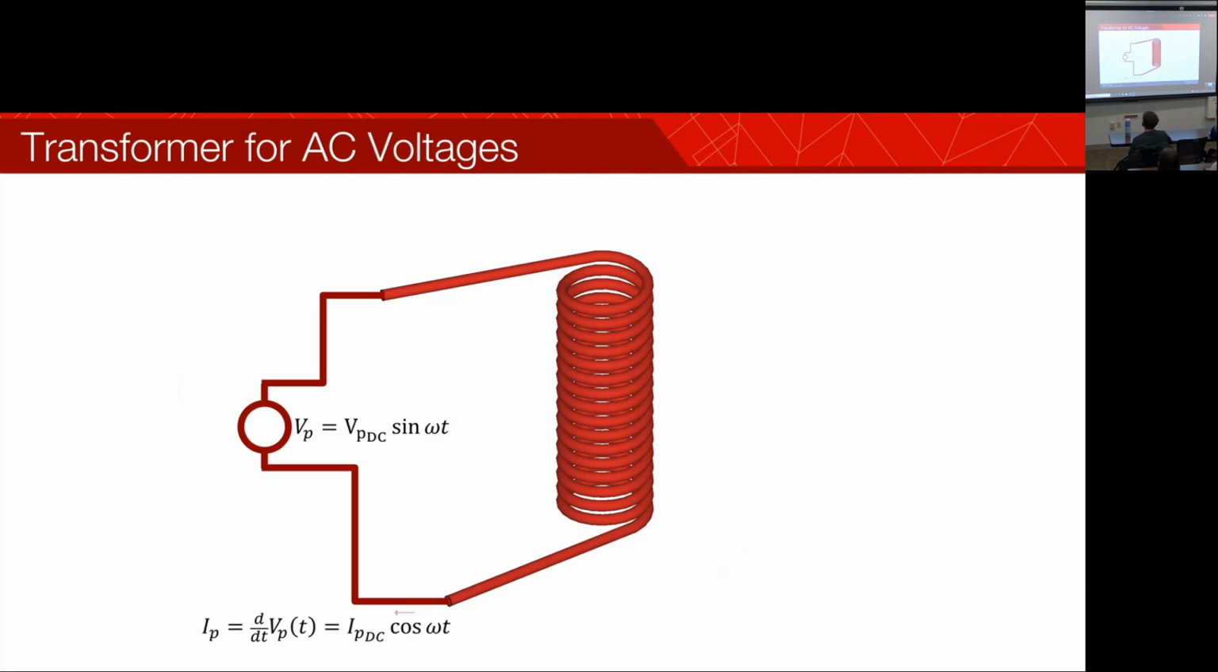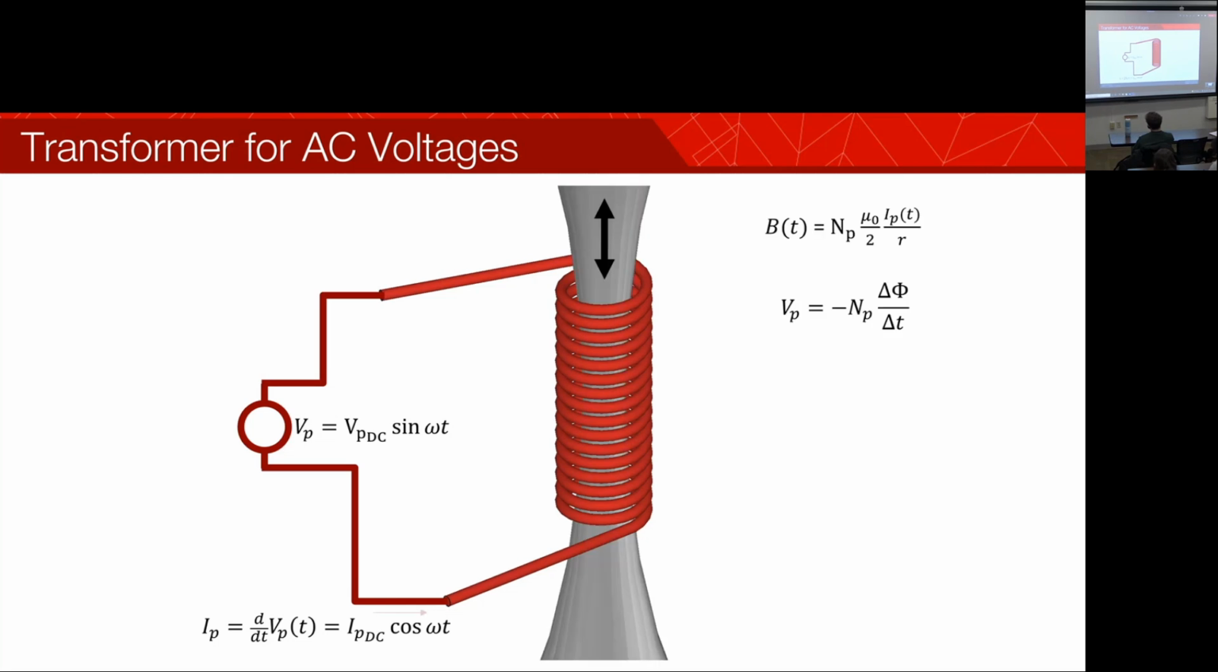Now let's look at AC. So let's say that this voltage source is a sine wave with frequency omega and voltage amplitude Vp. So my current is flipping directions. So now my magnetic field equation is still exactly the same, but now my current is a sine wave. So my current is sometimes positive, sometimes negative, which means that the magnetic field is sometimes positive and sometimes negative.